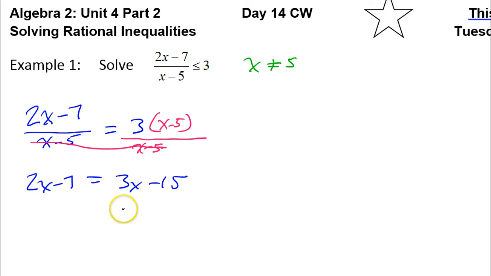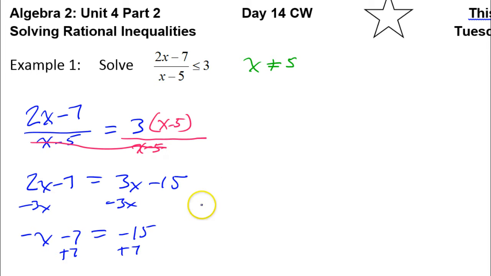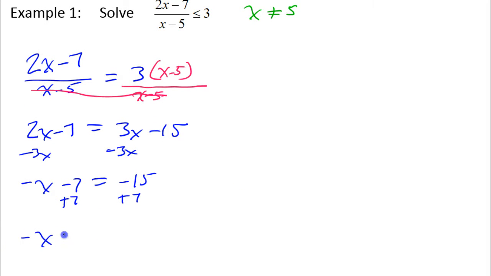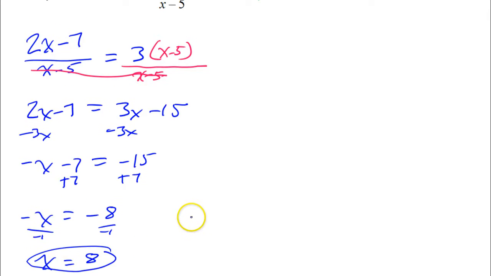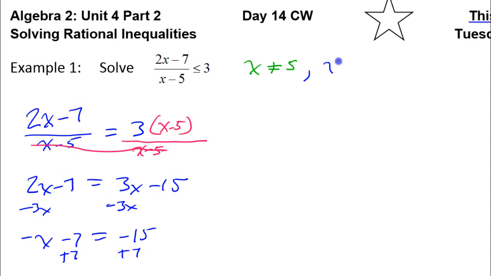I only see one type of x, just plain x, no x squared. So when I see that, that tells me I can get x by itself. So I'm going to get all the x's on the left, the numbers on the right, and get x by itself. That means I'm going to subtract 3x from both sides. That'll give me negative x minus 7 is equal to negative 15. Then I'll add 7 to both sides. That gives me negative x is equal to negative 8. Divide by negative 1, and that gives me x equals positive 8. So that's the other critical value that I'm going to put on the number line. I'm just going to come back up here and put x equals 8. So these are the two values that are going to go on my number line.